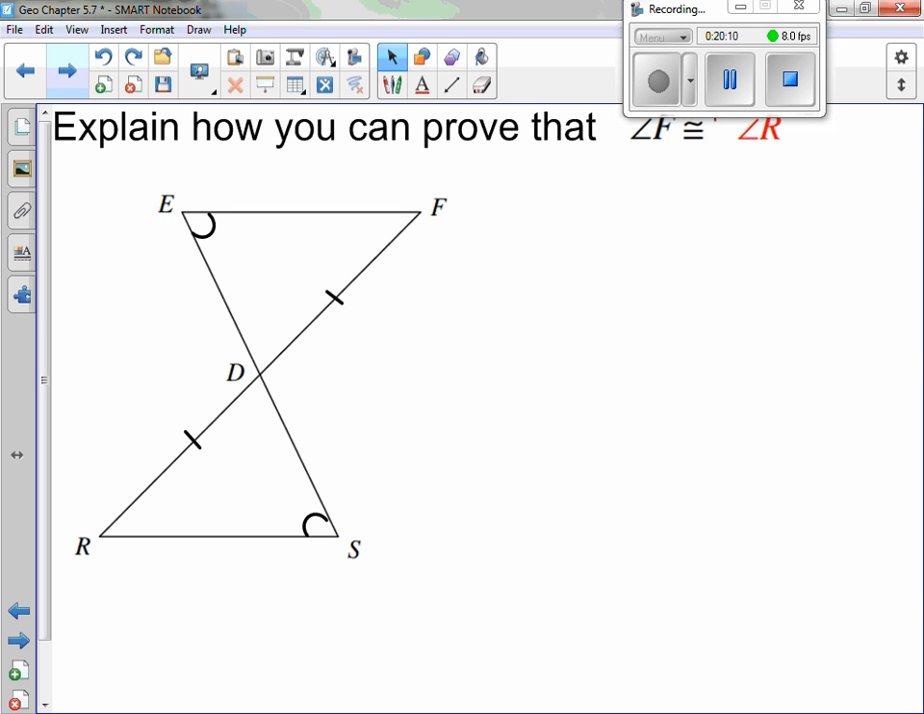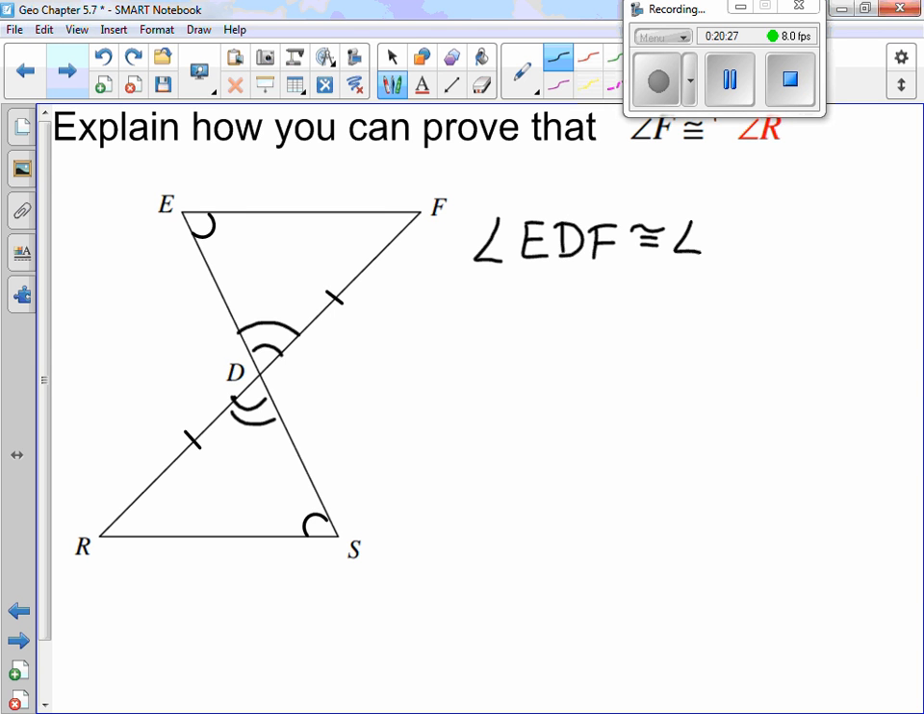So looking at this here, I can say that these two angles are congruent because they are vertical angles. So looking at that there, we can say angle EDF, angle RDS or SDR, either one. Then we can say that RD is congruent to FD or DF.